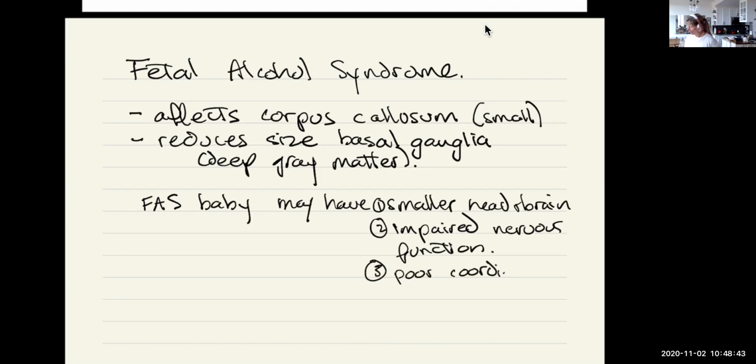May also have poor coordination, perhaps hyperactivity. It depends on the severity.